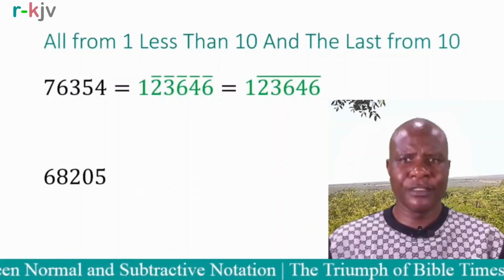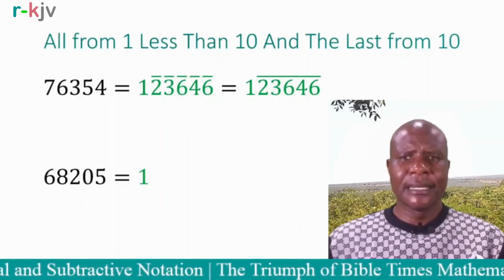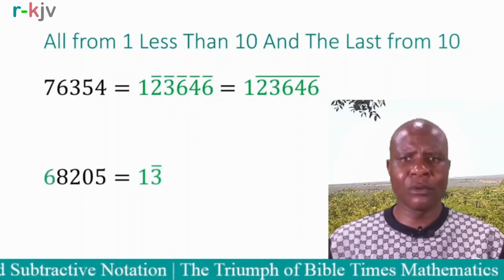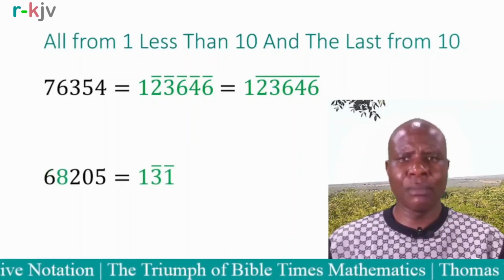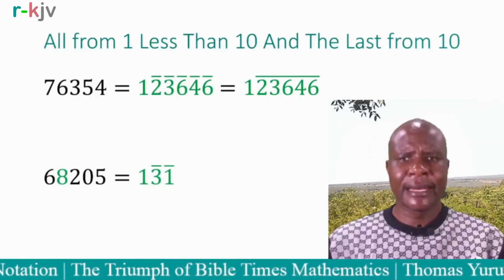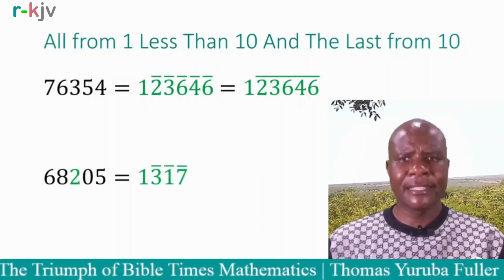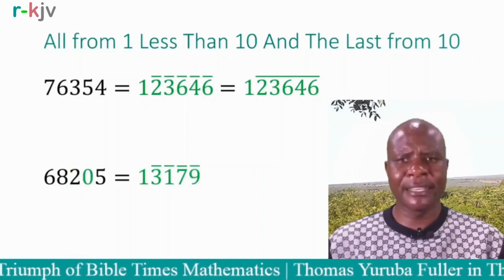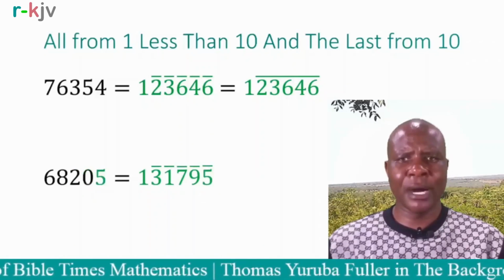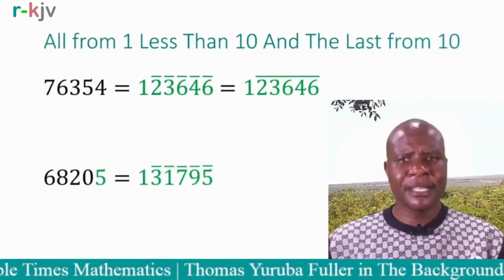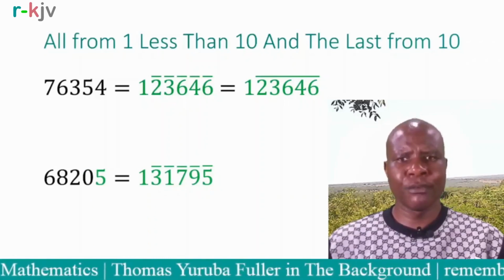68,205 can also be converted in the same way. It's 1. 9 less 6 is 3, so we write down bar 3. 9 less 8 is 1, so we write down bar 1. 9 less 2 is 7, so we write down bar 7. 9 less 0 is 9, so we write down bar 9. And finally, 10 less 5 is 5, so we write down bar 5. The subtractive part can be written under one vinculum as before, like this.